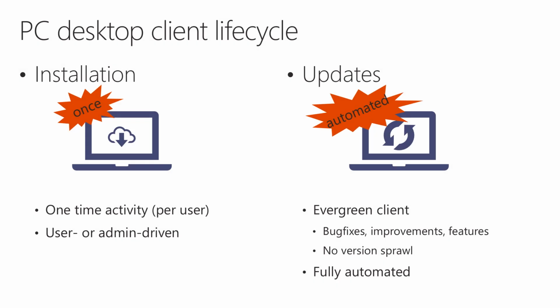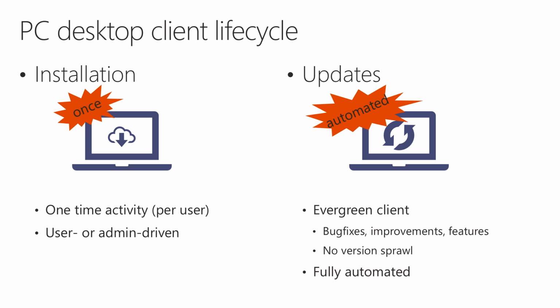If you look at the desktop client lifecycle, there are two actions that need to happen. First, it needs to be installed, and then it needs to stay up to date. The installation is a one-time activity per user. And that's actually an important detail. The installation happens per user in the user profile. So if you have multiple users sharing the same machine, each of these users will have to install the client in their user profile.